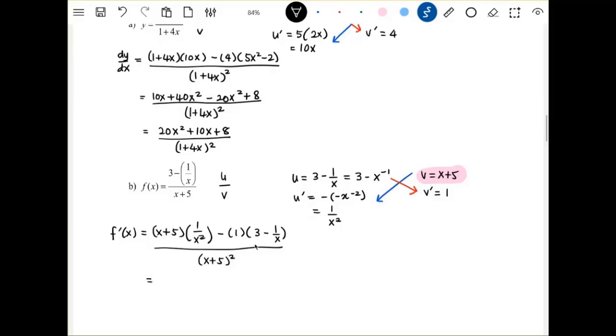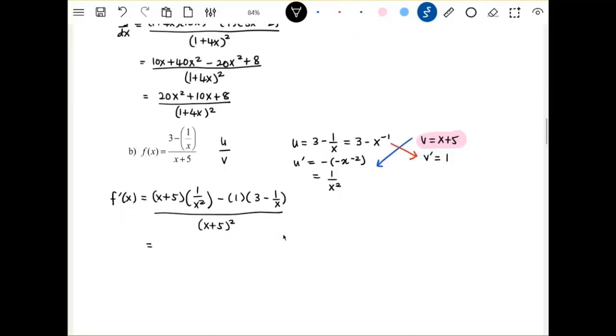Okay, kita kembangkan bahagian atas sahaja. So darab masuk, x jumpa dengan 1 over x square, kita akan dapat 1 over x. 5 jumpa dengan 1 over x square adalah 5 per x square. Negatif jumpa dalam positif will be negative 3. Negatif jumpa negatif will be positive 3 over x. And then the whole thing must be divided by x plus 5 square. Kita tak ubah apa-apa, bawah jangan expand.